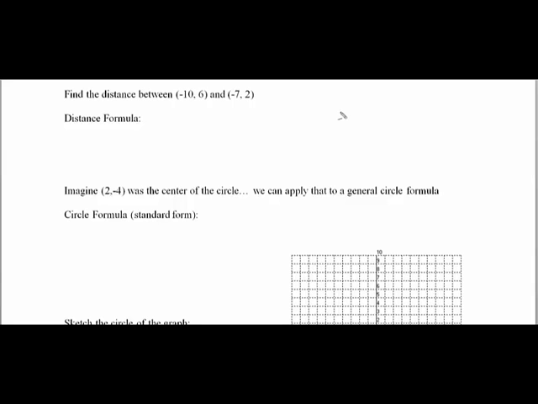This is Mark Anderson for Kellogg Community College, and we're going to be looking today at the circle and some of the properties that it has.